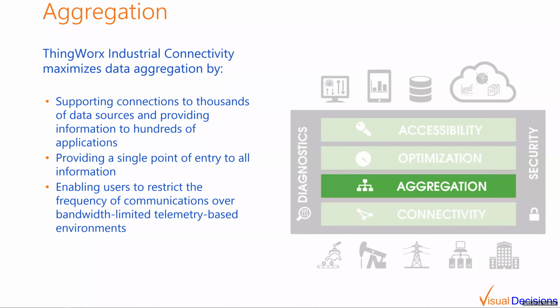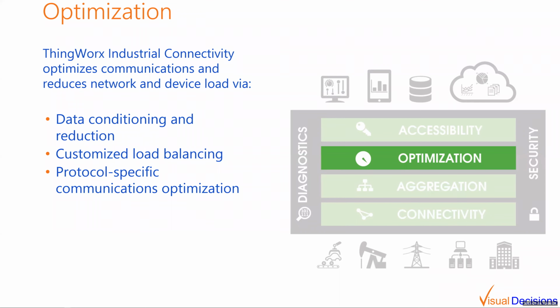Aggregation. So you can support connections to thousands of different data sources and provide information to hundreds of applications through a single architecture. And this simplifies the configuration of those connected applications by providing that single point of entry to all information. It eliminates the need to purchase, operate, troubleshoot, and maintain disparate solutions for discrete connectivity, and features a unified configuration for managing connectivity to any data source.